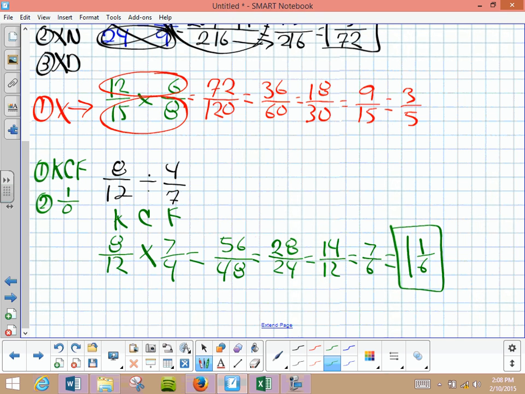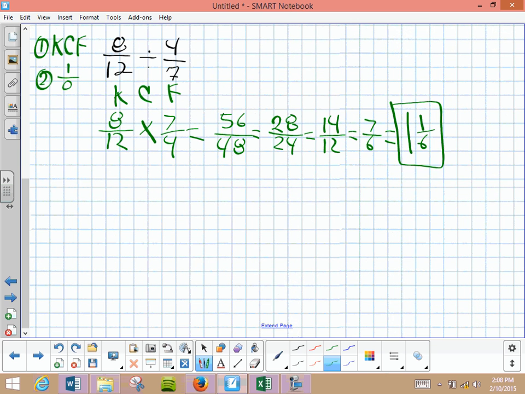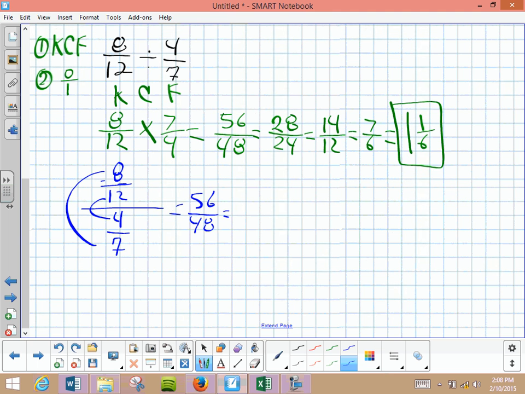The other one is outside over inside, and I don't know why I put inside over outside. That's wrong. I did? But it was outside over inside, like the little guy. The little monito. Okay, so we're going to have 8 over 12 divided by 4 over 7, right? And it says outside over inside, so we're going to multiply the outsides, and that gives me 56. And then multiply the insides, and I get 48. And that can be simplified all the way to 7 over 6, which is 1 and 1/6.